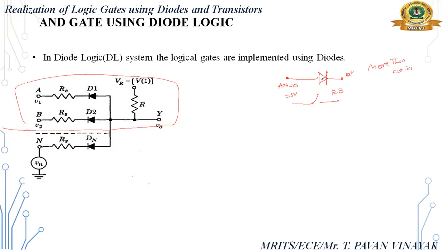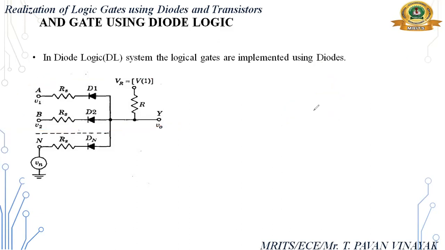Whenever I give 5 volts, more than the cut-in voltage, the diode will be active, meaning it forms the path and transmission goes from anode to cathode. This is plus, minus. So when 5 volts is given to the anode, it is on. This is the working of the diode.